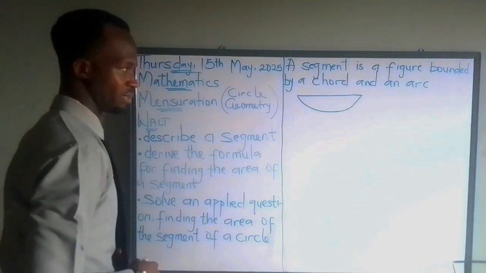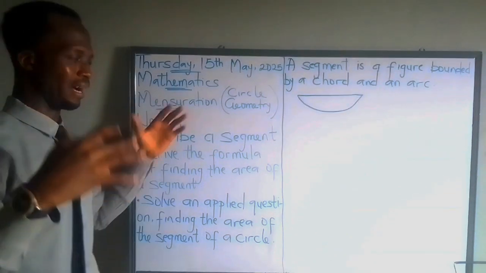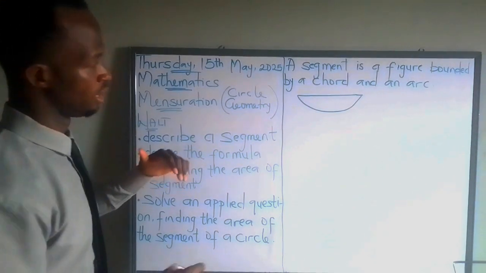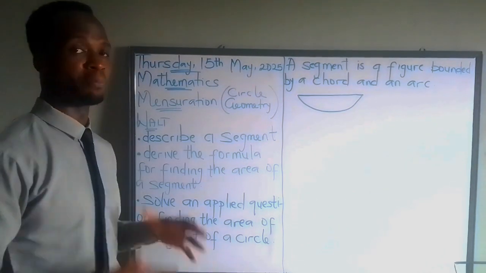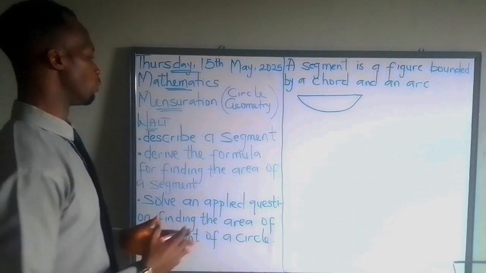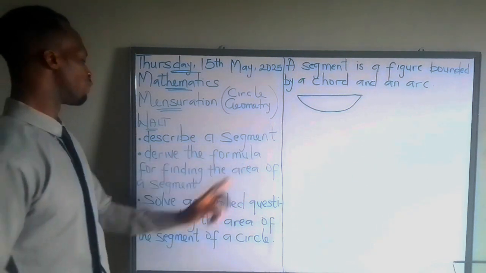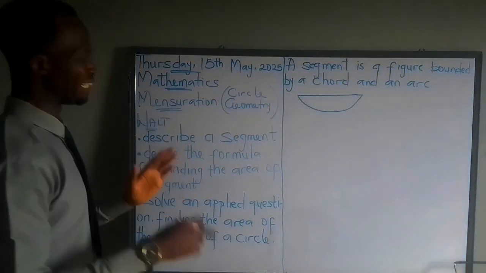So this is a segment, and I remember I also said that there are two segments in a circle. There is a major segment which occupies a larger area, and there is a minor segment which occupies a smaller area. So what we are going to do today is to derive the formula for finding the area of a segment.